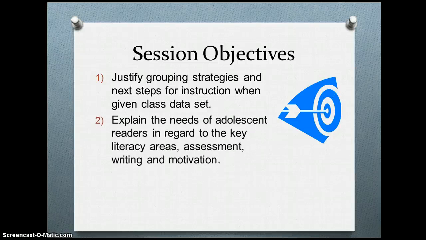The second objective is to be able to explain the needs of adolescent readers in regard to the key literacy areas, assessment, writing, and motivation. And that corresponds with your reading for this week, what content area teachers should know about adolescent literacy, which takes a look at different key areas of literacy and discusses how to instruct the adolescent reader in each of those areas, and it also touches on assessment, writing, and motivation.